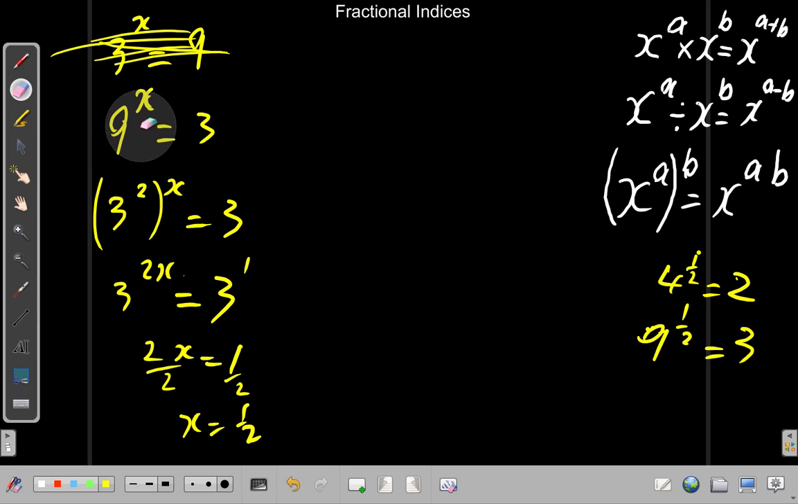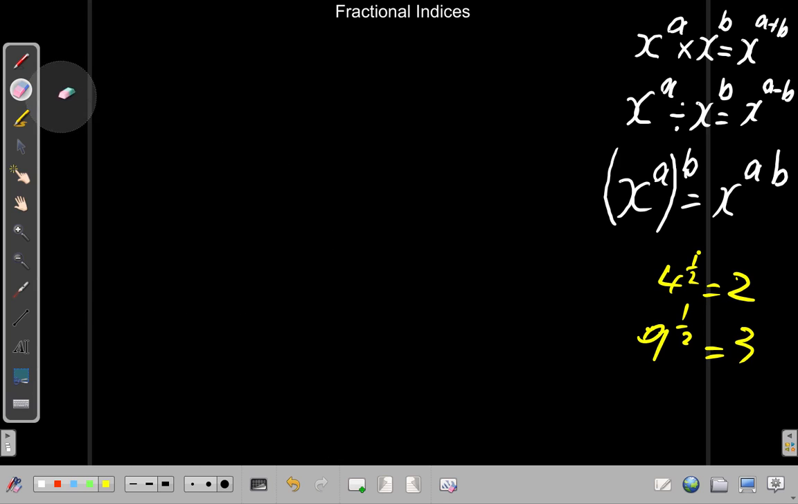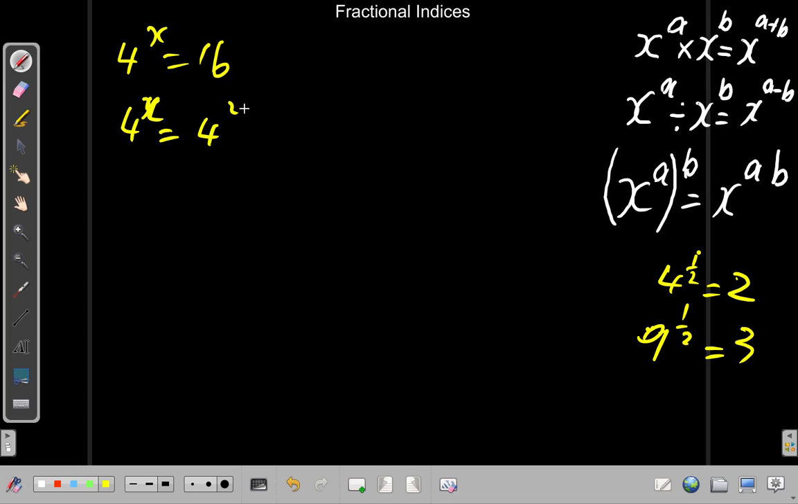Let's look at one more. Suppose we have 4 to the x equals 16. Then we can write it as 4 to the x equals 4 squared. So in this case, x would be 2. So x equals 2.